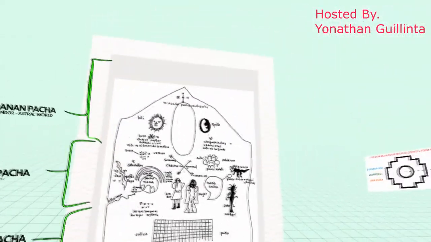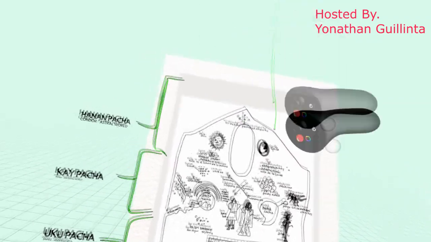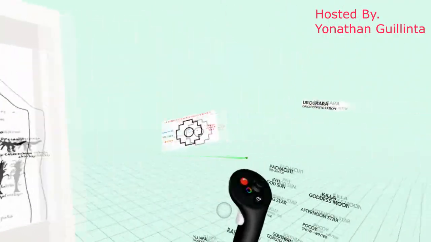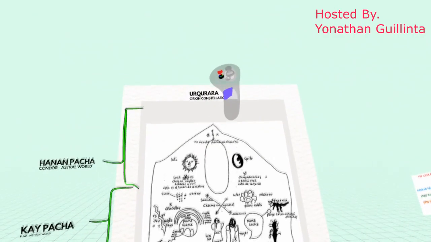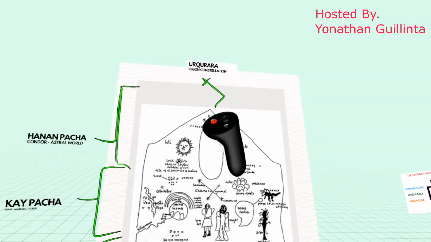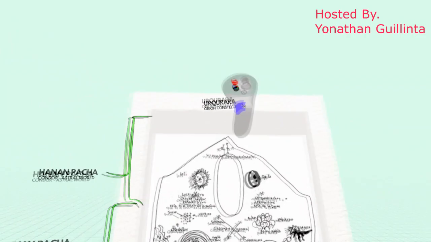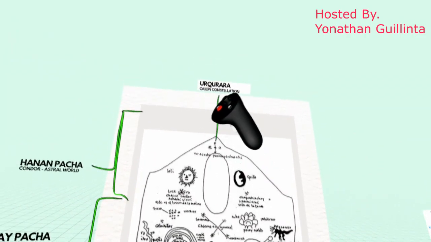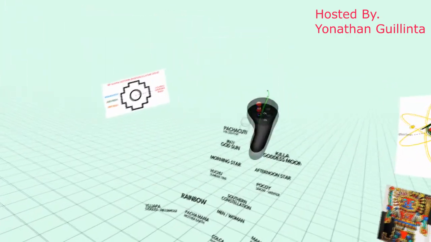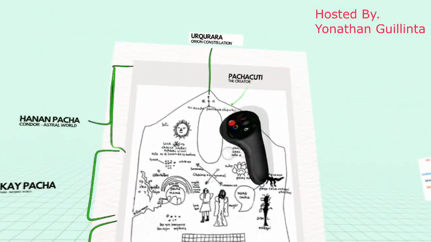Okay, now on the top part of the drawing we have 5 stars, and I know that the Orion constellation has 7 stars, but here they're represented with 5, and this one has a name that is actually called the Urkurara. Okay, right there. This is the Urkurara, the Orion constellation. Okay. Then underneath the Urkurara, we have this circle.